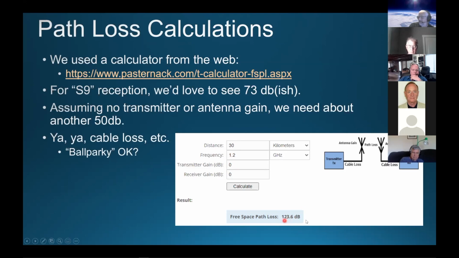And so it's showing minus 123 dB. I wanted to get to minus 73 dB, so I was 50 dB off. So I needed to make up some ground there. And yes, there's cable loss and everything is kind of ballparky, but that's what I was looking at. I wanted 50 more dB.